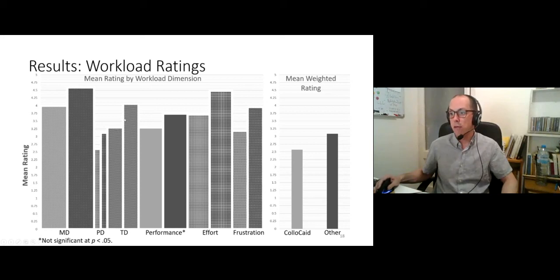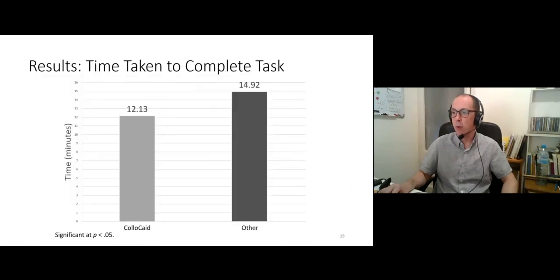This difference in temporal demand is interesting. It correlates with a performance measure that we did take. So I must stress that this is a self-reported measure, but on average Collocate has an advantage of around 3 minutes compared with the other resources. So this is certainly something to be positive about.